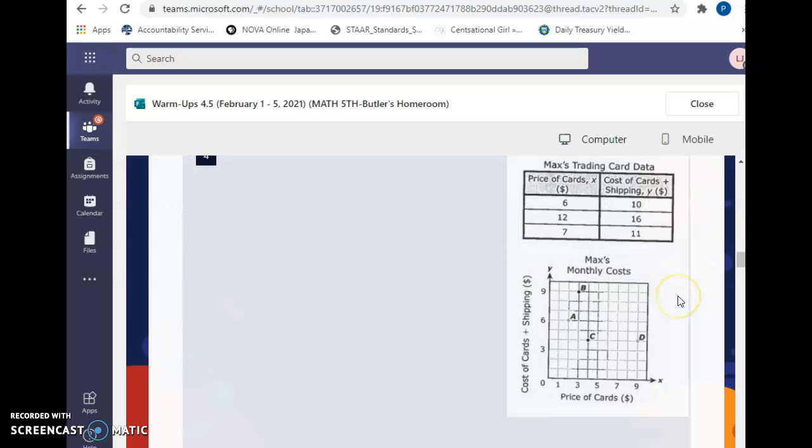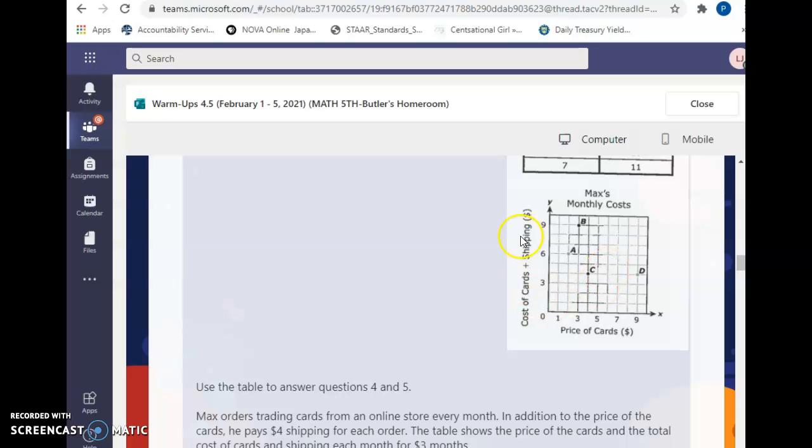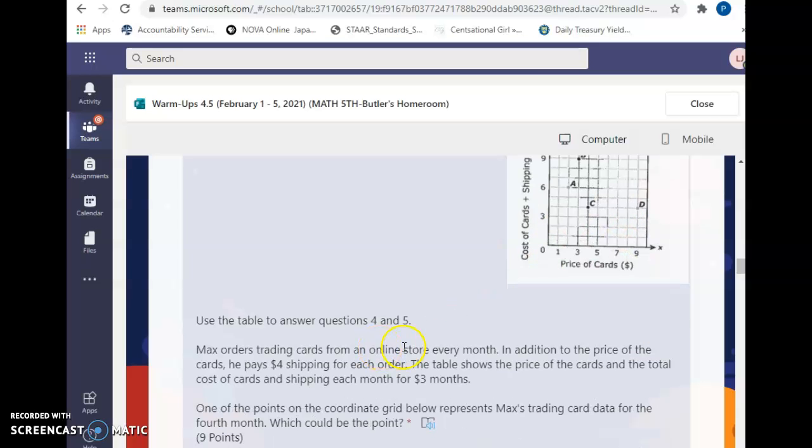4 is 11. Okay. One of the points on the coordinate grid below, which is this one, okay? I'm sorry it's like that because I couldn't put them on two separate pictures. I can only have one picture for each question. One of the points on the coordinate grid below, which is above, represents Max's trading card data for the 4th month, which could be the point.